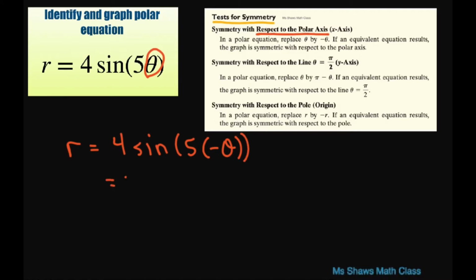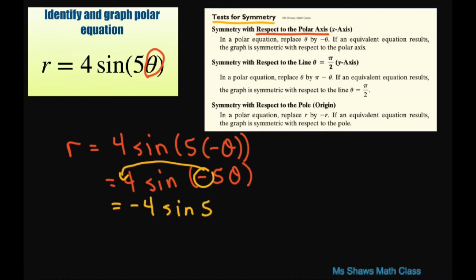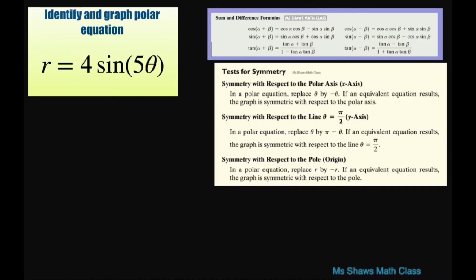This gives us 4 sine of negative 5 theta. Since sine is an odd function, this negative can be put up front here. Since these aren't equivalent equations, this test fails and our graph will not be symmetric to the polar axis, i.e. the x-axis. So let's check the second test.